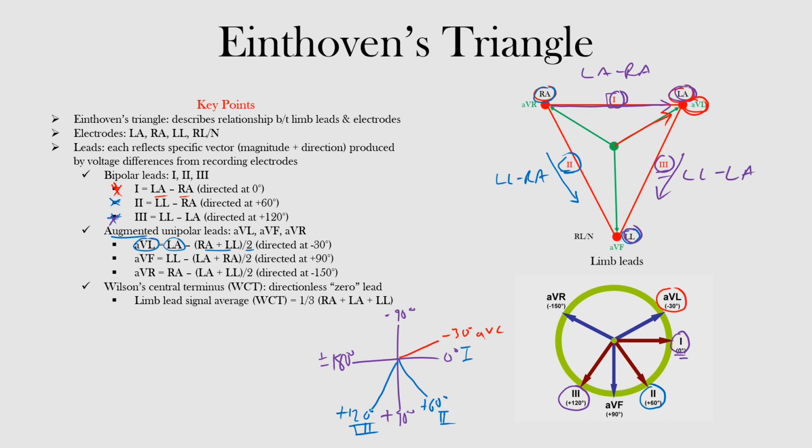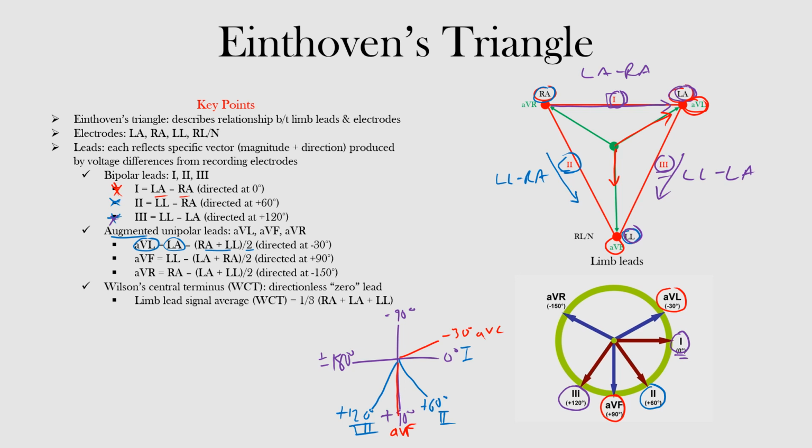So that's lead aVL. Then we have lead aVF, and this is directed at positive 90 degrees in the frontal plane. We can calculate it by first adding the voltages in the left arm and the right arm, dividing by 2, and then subtracting that number from the voltage in the left leg. So this is aVF, which is heading now in this direction. Here's aVF, and you can see it down here at positive 90 degrees. Here's positive 90 degrees, and this is where lead aVF is.